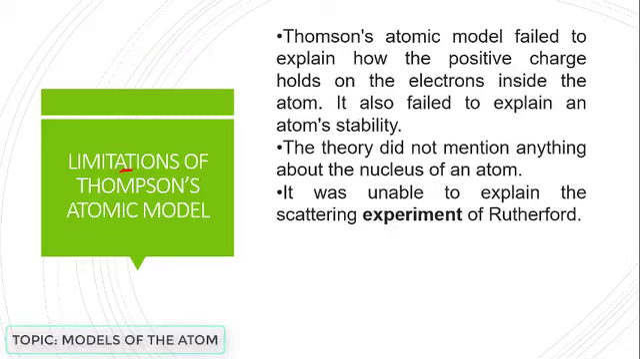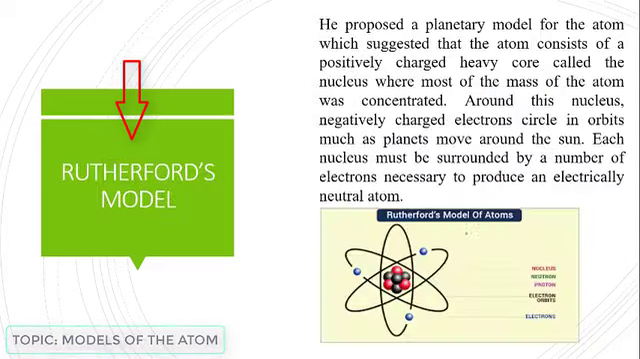But Thomson's atomic model had some limitations. The first is that Thomson's atomic model failed to explain how the positive charge holds on to the electrons inside the atom. In other words, it failed to explain how an atom is stable. Also, Thomson's atomic model did not mention anything about the nucleus of an atom, and we know full well that an atom is nothing without the nucleus. And finally, Thomson's atomic model was unable to explain the scattering experiment of Rutherford.